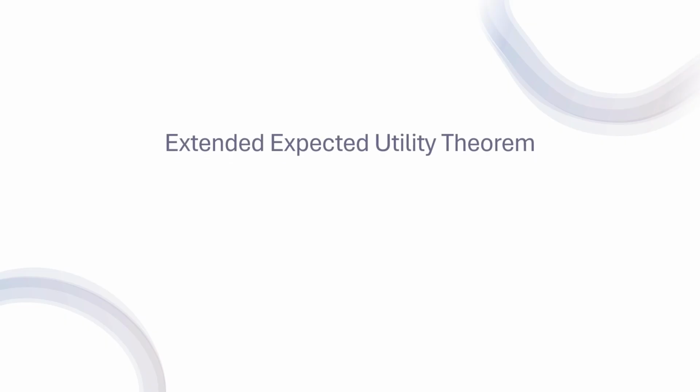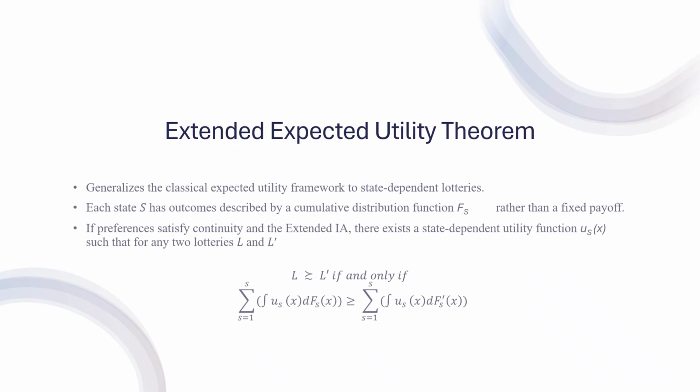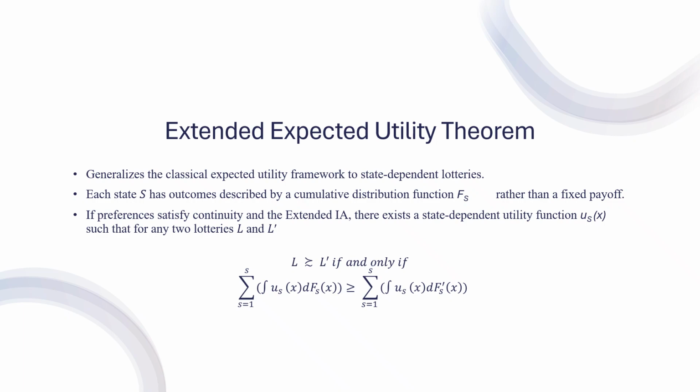The extended expected utility theorem builds on this idea. It says that if preferences satisfy continuity and the extended independence axiom, then there exists a state-dependent utility function. This means that for each state, outcomes are described by a probability distribution rather than a single fixed payoff. The expected utility of a lottery is calculated state by state, integrating over the possible outcomes, and then summing across all states. This allows us to represent preferences over complex lotteries in a consistent way.